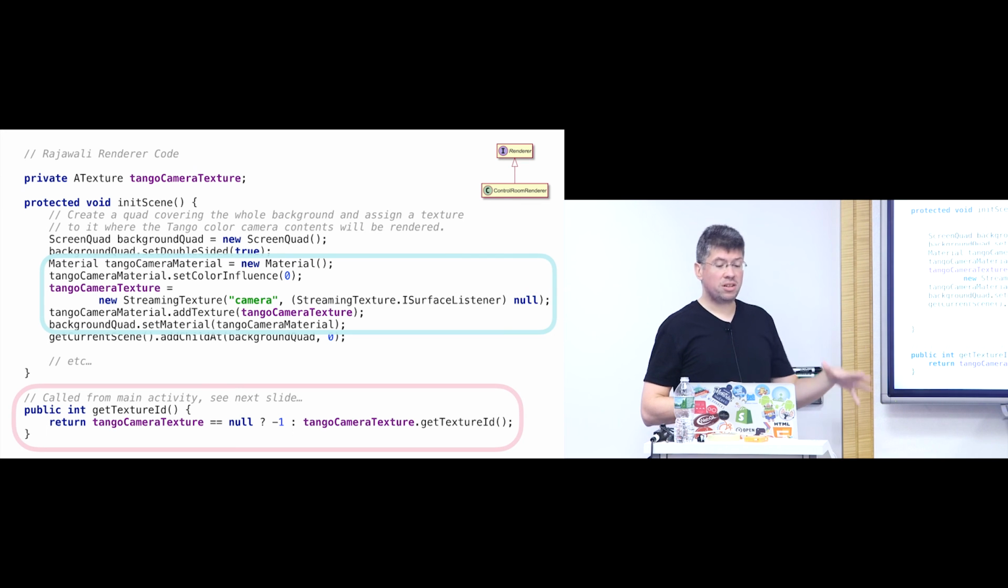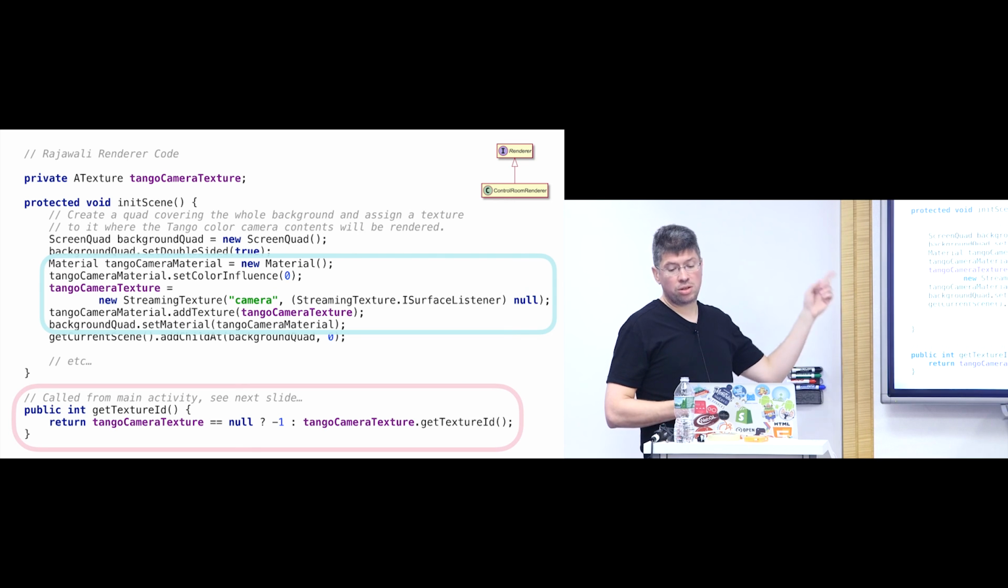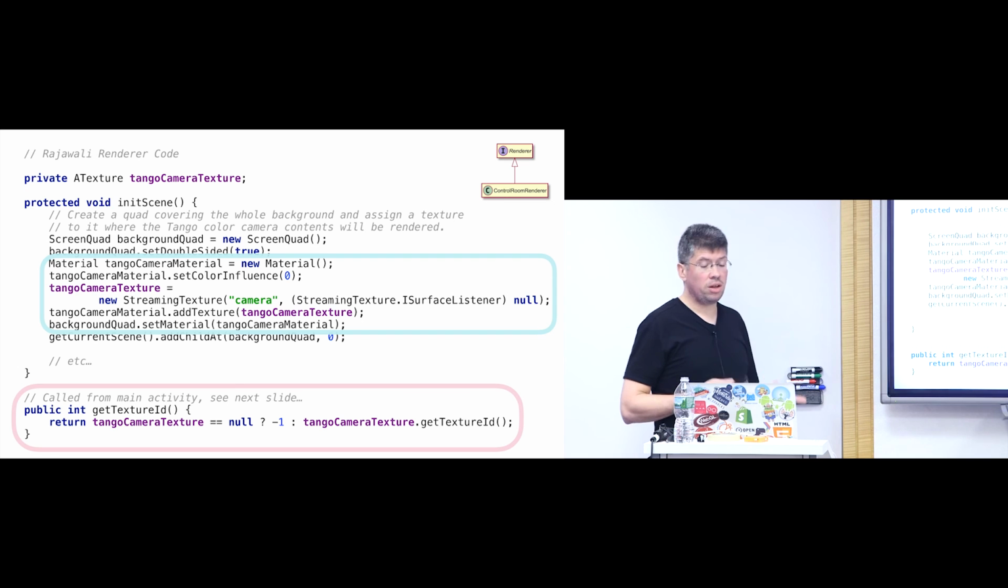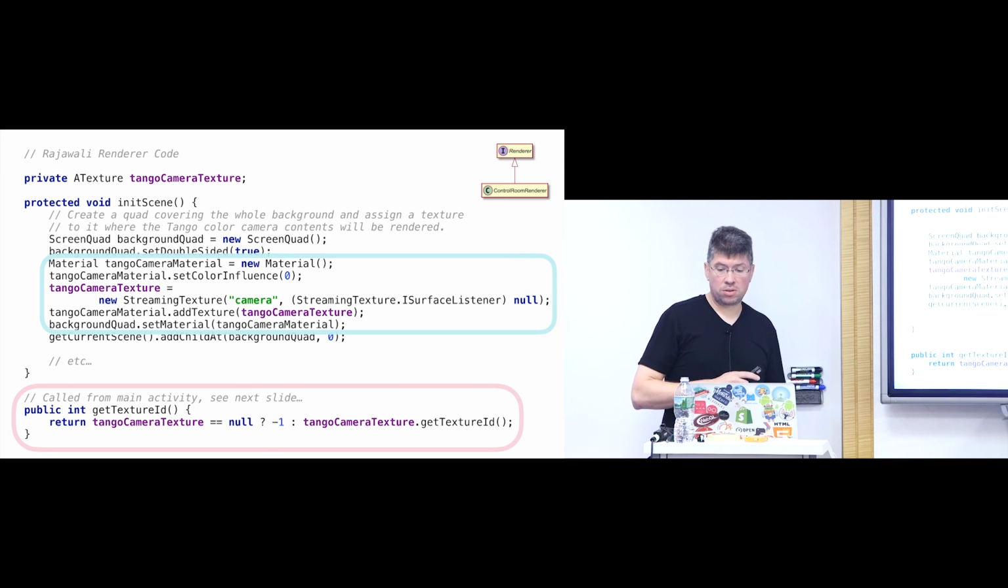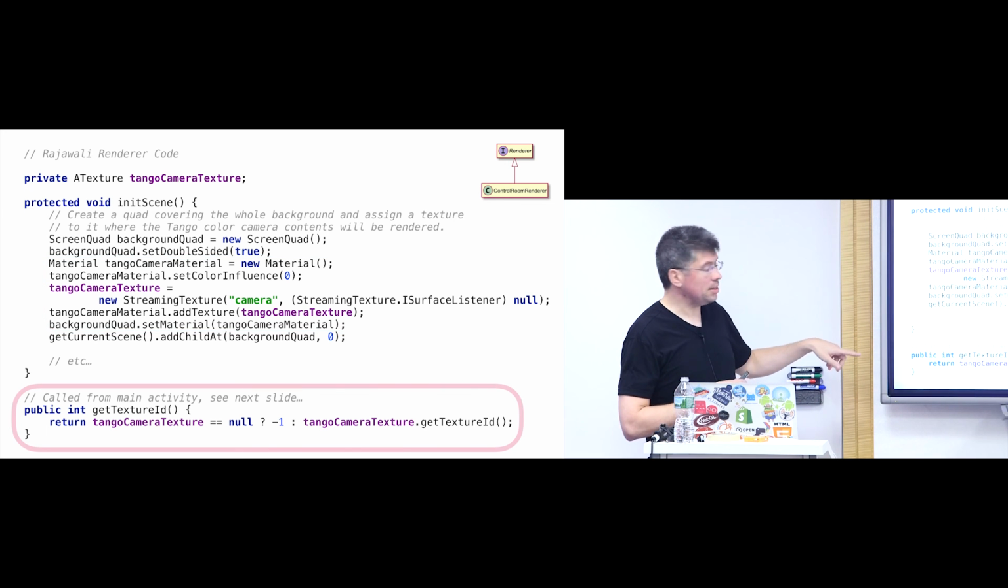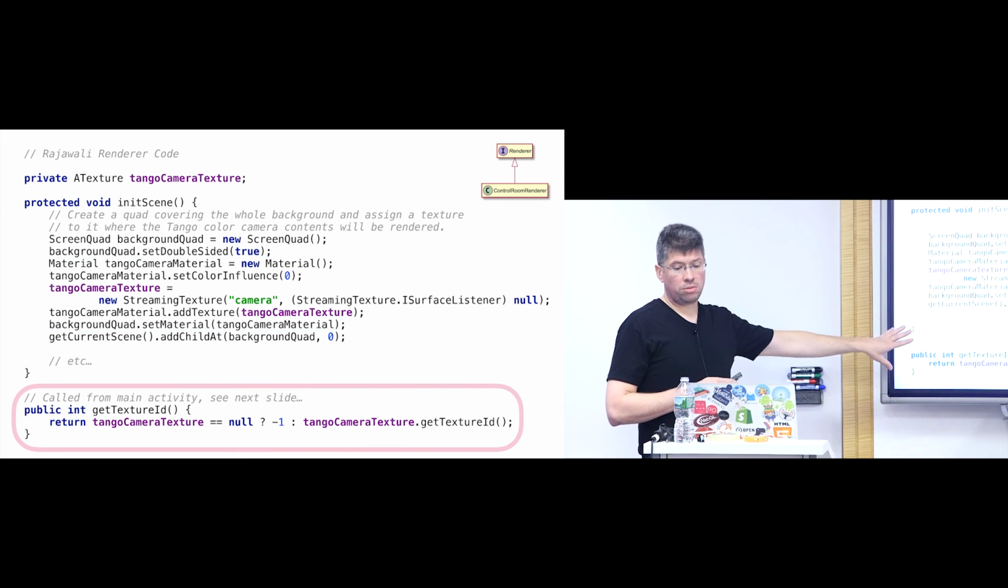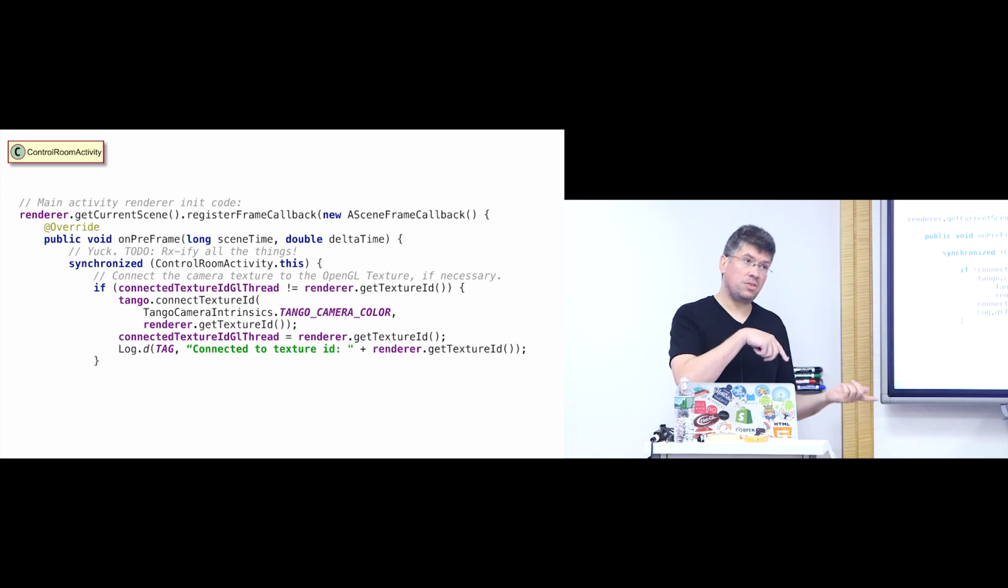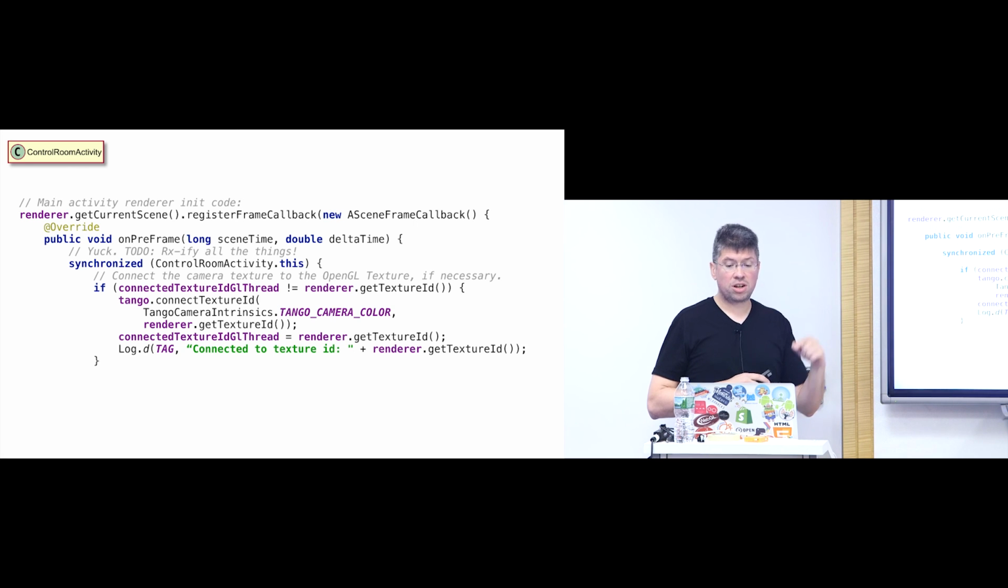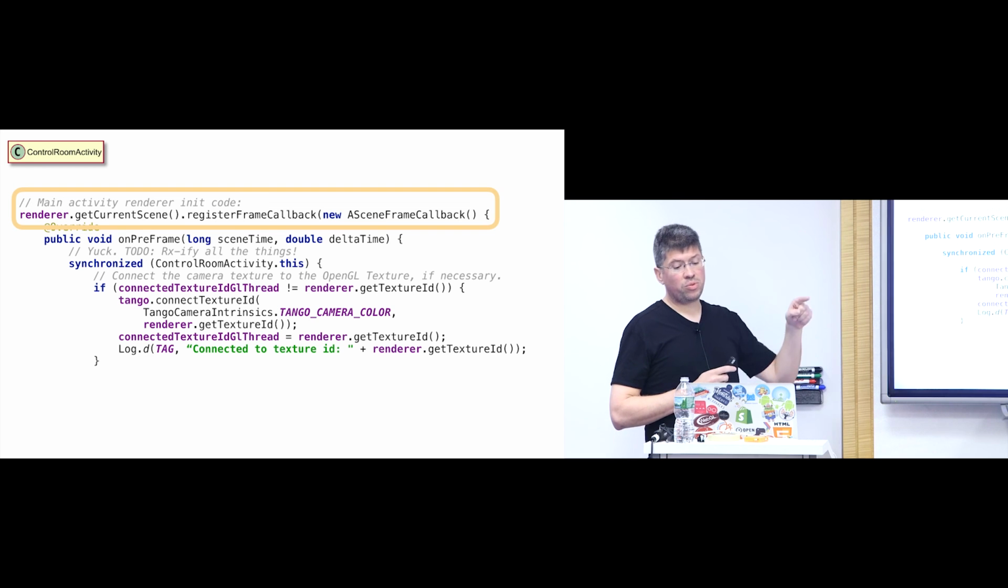Next, we have to create a material that will show that video stream. So we bind the material to the quad, and then the next question becomes, where do we get the video data from? Actually, we're going to get it by exposing something. So we're exposing the Tango camera texture ID to the outside world, and we're going to see what the outside world is going to do with that. On the activity side, we're going to register a callback with Rajawali. So that callback is going to be executed before each frame renders on screen.